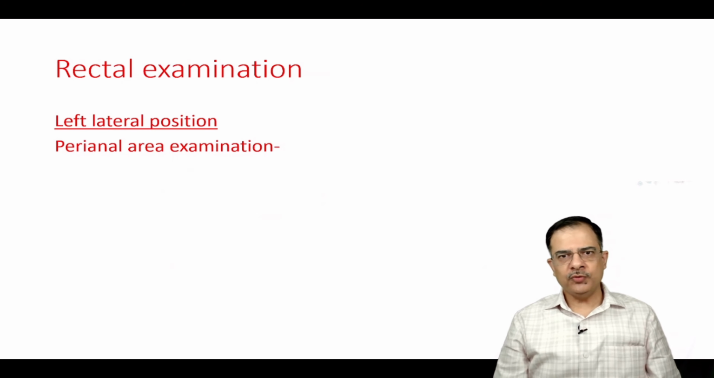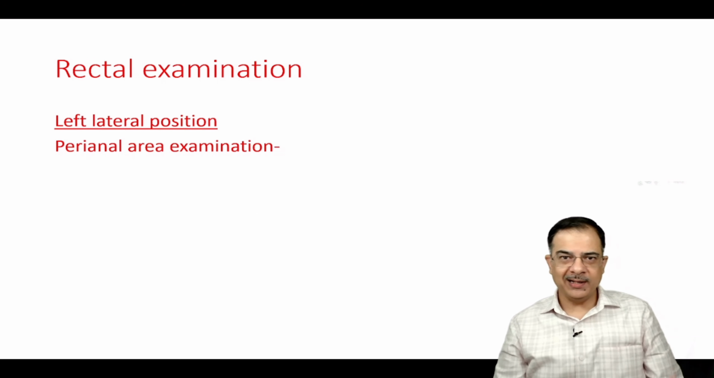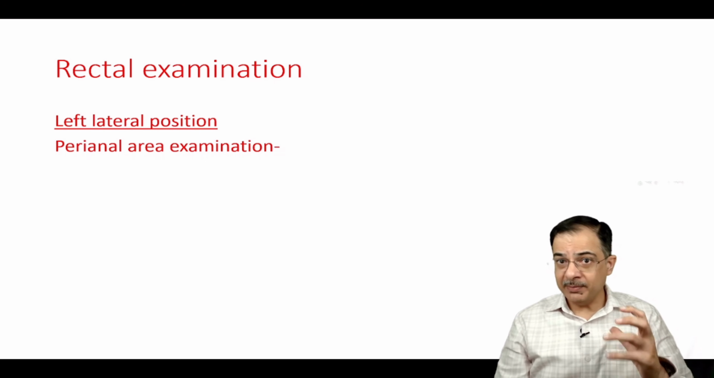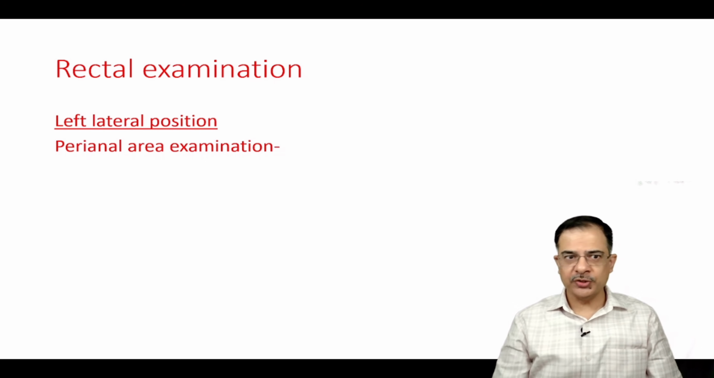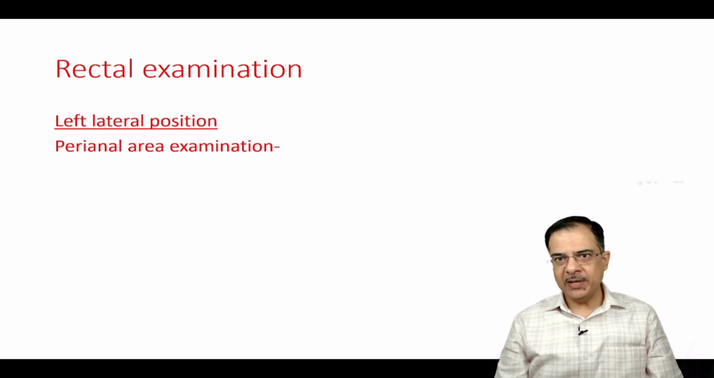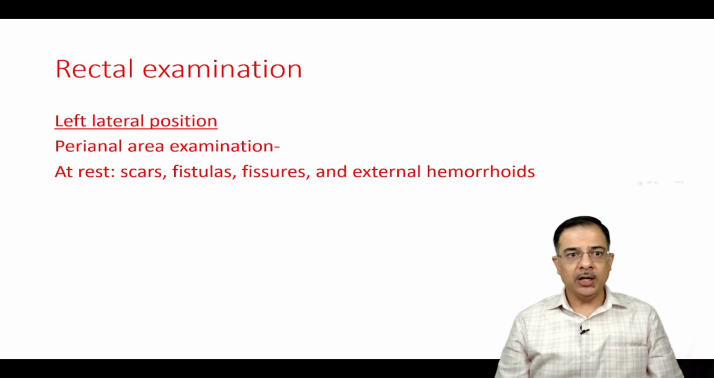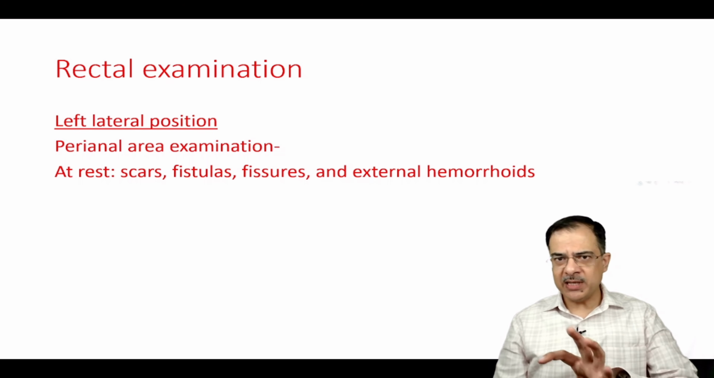Most physicians hesitate to do a rectal examination, but a rectal examination will give us many important pieces of information. The patient should be in a left lateral position. The perianal area should be examined under a torch, under adequate light, to look for any scars, fistulas, fissures, or any external hemorrhoids. These are clearly visible if they are present.